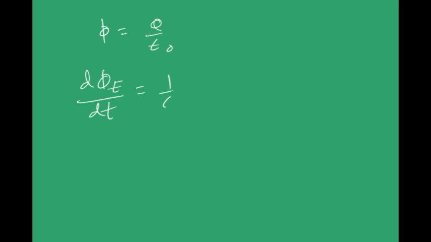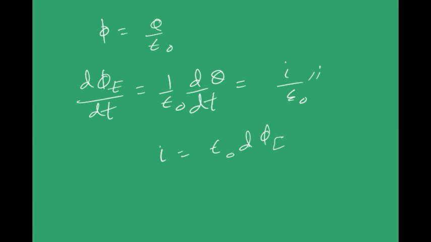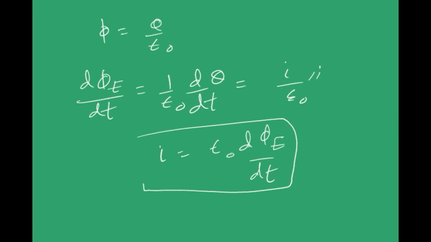This will be 1 by epsilon naught, which is constant, and d by dt goes here. Rate of change of charge is what? It is the current, right? So finally I'll get current by epsilon naught. This is the rate of change of electric flux. Observe this, you have current here. Are you getting me? This can be written as epsilon naught times rate of change of electric flux. And this is what I want to prove.